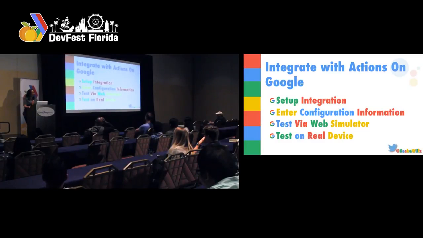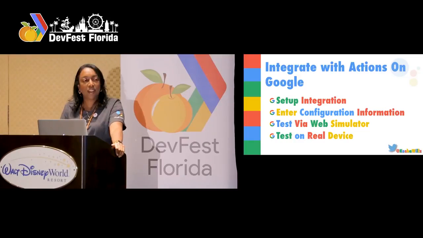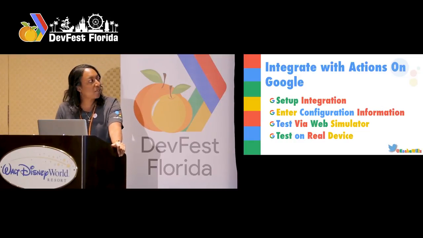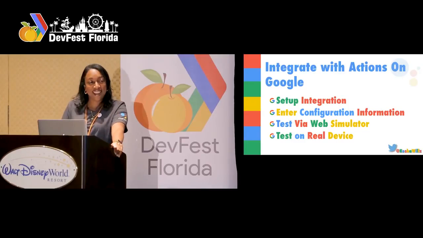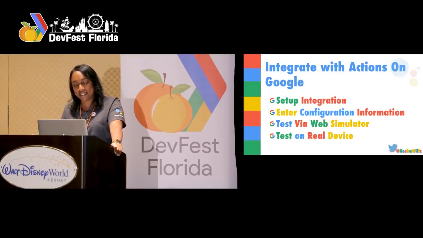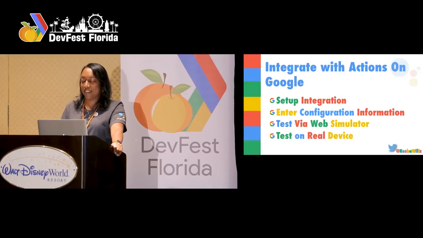So now we've finished setting up the front end and the back end. Now it's really time to test on a real device. So how do you do that? You integrate with Actions on Google. So your first step is you set up your integration, then you enable your configuration information. You test again via the web simulator, and then you test on a real device. So let's look at that.